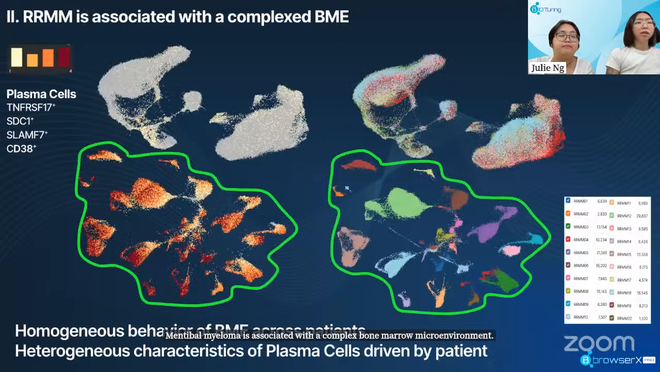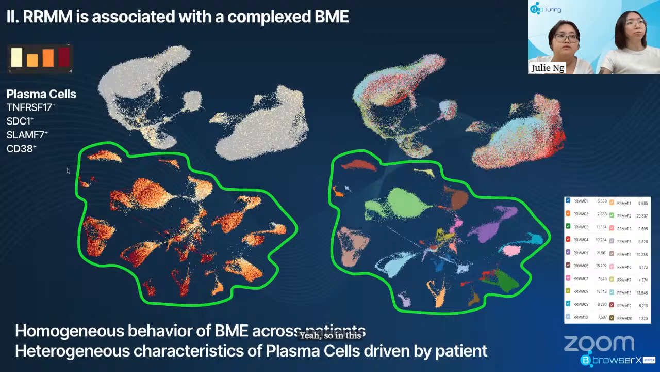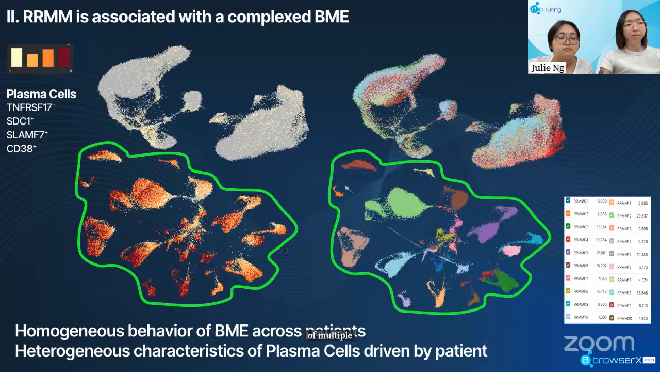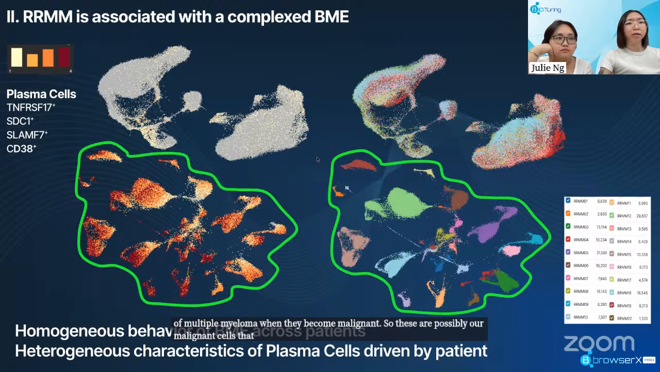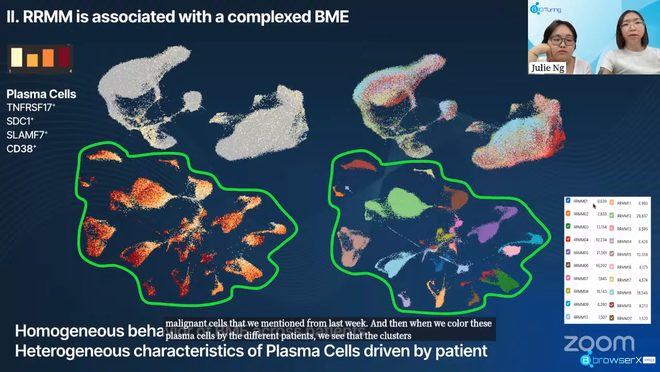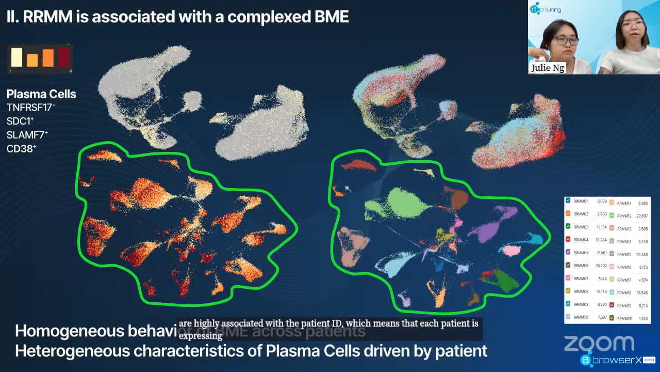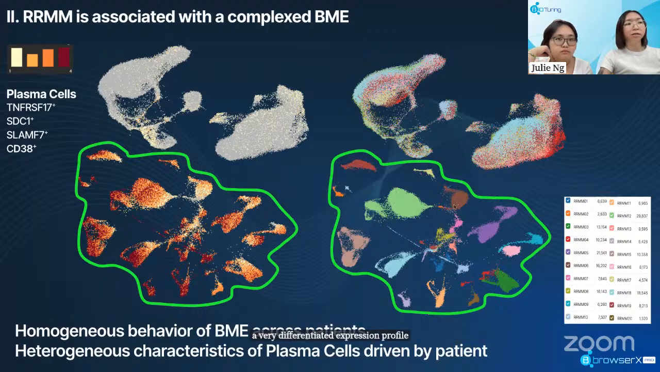In this analysis, we were able to mark our plasma cells using these 4 markers, and select and subset for these cells. Plasma cells are the drivers of multiple myeloma when they become malignant, so these are possibly the malignant cells we mentioned last week. When we color these plasma cells by patient, the clusters are highly associated with patient ID, which means each patient expresses a very differentiated expression profile of plasma cells.